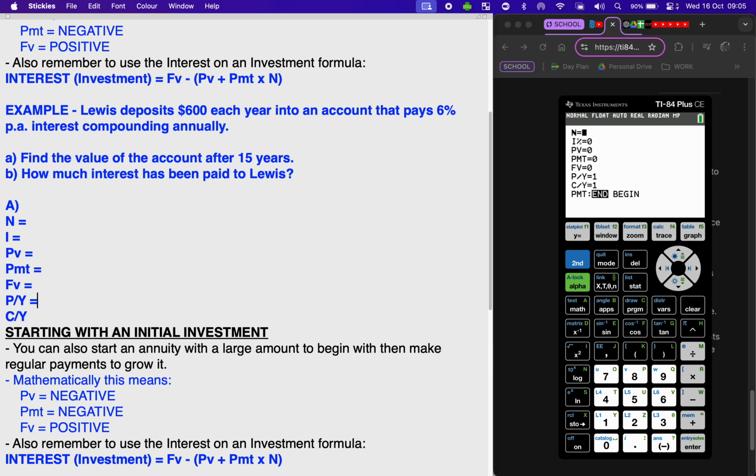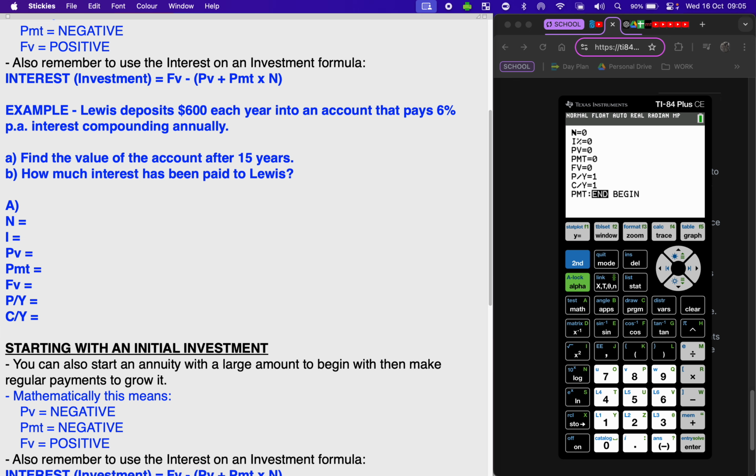Okay, so what is the interest rate for Lewis's arrangement here? 6. Do I need to convert that in TVM Solver? I just put 6 there. PV: does it say anything about Lewis starting with a giant chunk of money? No, so PV is going to be 0. How much is he putting in every year? And what sign would that be for the purpose of the calculator? Negative, because it's going from his pocket into the calculator.